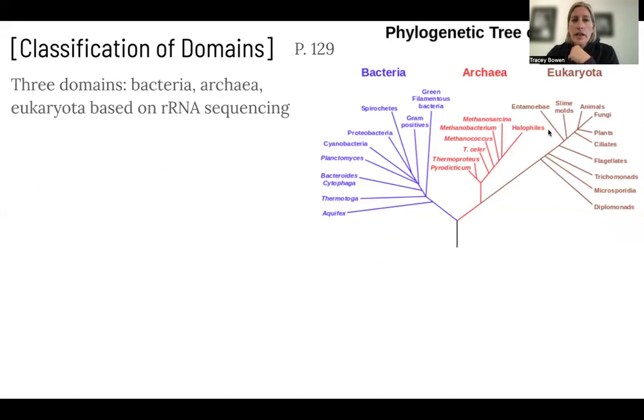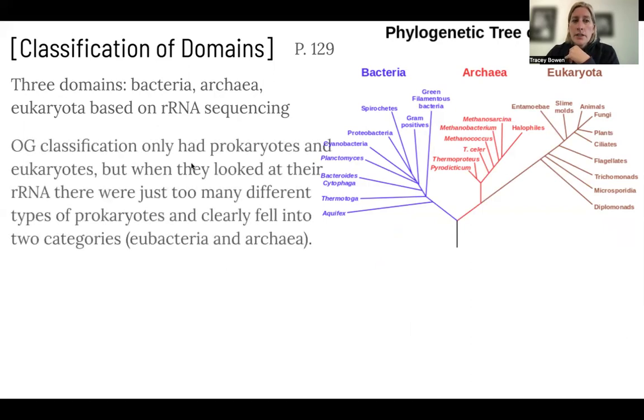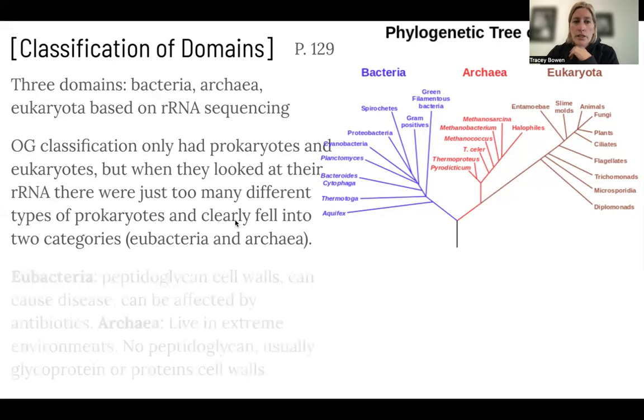So for classification of domains, there are three domains. We have bacteria, archaea, and eukaryota. And this is based on RNA sequencing. Originally, the classification only had prokaryotes and eukaryotes. But then when they looked at their RNA, they found there were just too many types of different prokaryotes, and they clearly fell into two categories based on their RNA sequences.